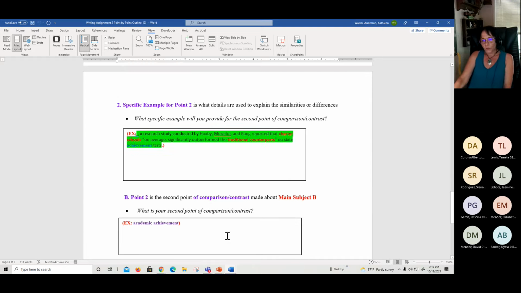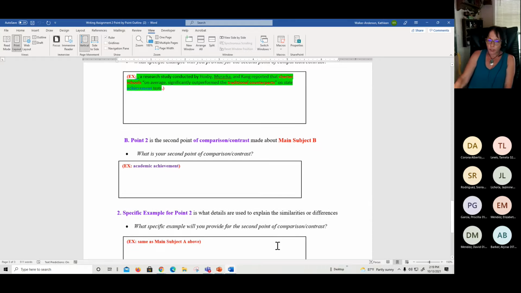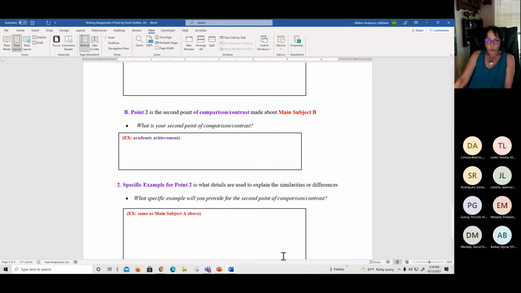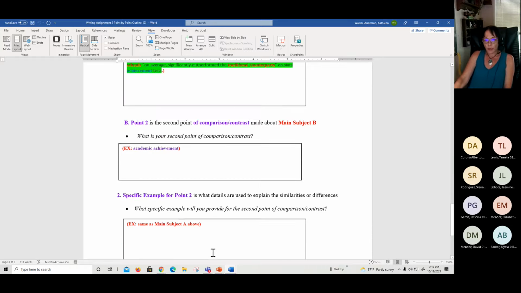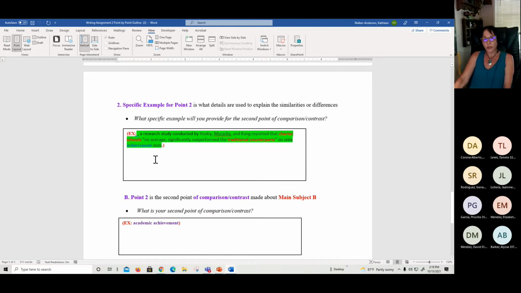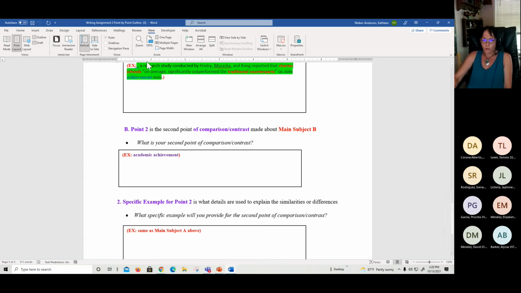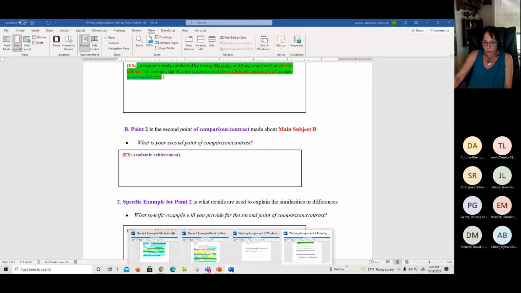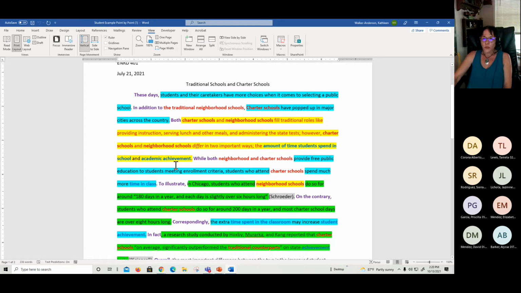And point 2 for main subject B, academic achievement. And here, you're going to notice there's no example. Well, that's because the way that ends up being written, this is enough for both. And that's something that might happen. You might end up deciding that you only need one example for both. And if that works out, that's fine. And here's the example paragraph. So much longer than the information that's in the outline.